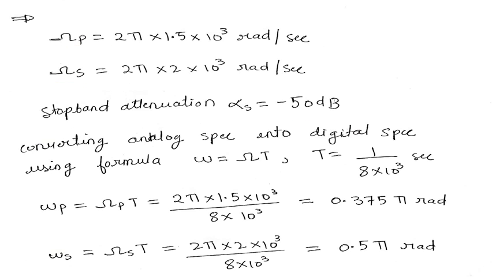Next, we need to convert the analog specification into digital specification using the formula omega equals omega multiplied by T. T equals 1 divided by 8 kHz. Therefore, we get omega p as 0.375 pi radians and omega s as 0.5 pi radians.